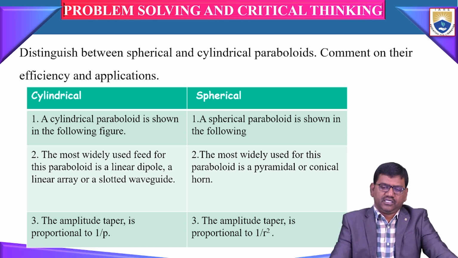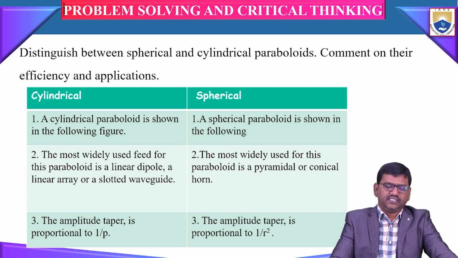Each of these paraboloids are known as the secondary antennas. Why? Because we are going to excite these antennas with another device which is known as the horn antenna. So in the design of any paraboloid, we have two types of antennas: one is the primary antenna, the second one is the secondary antenna. The primary antenna is taken as a horn antenna which gives the signal to the paraboloid, and this paraboloid will reflect the energy to the intended direction. Hence the paraboloids are known as the secondary antennas.